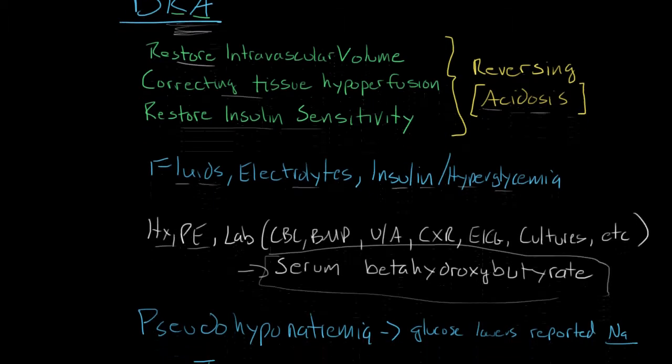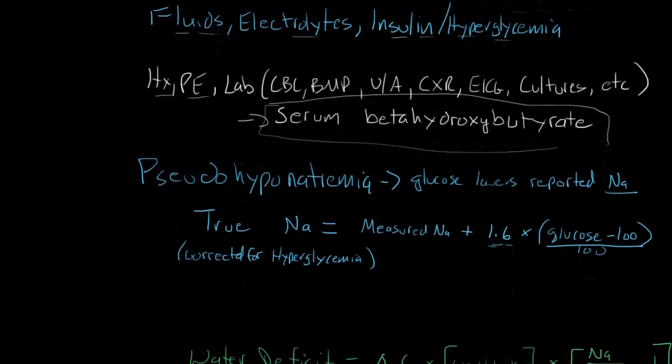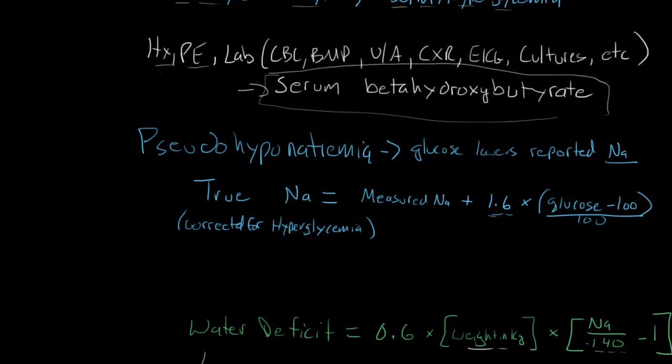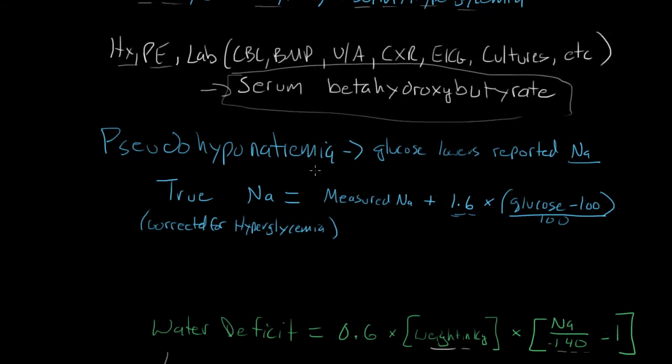Now, just to briefly go over a few electrolyte concepts. First of all, people in DKA will often have pseudohyponatremia. What this means is that when you have really high glucose values, then your reported sodium is actually lower than your true sodium. You can use this formula that I've listed here to find your true, or corrected for hyperglycemia, sodium. Someone, let's say, who has a glucose of like 1,000, and this is common in HHS, and a measured sodium of about 140, your corrected sodium may actually come out to something like 165, and you may actually be hypernatremic. So it's worth keeping that in mind and correcting for it.